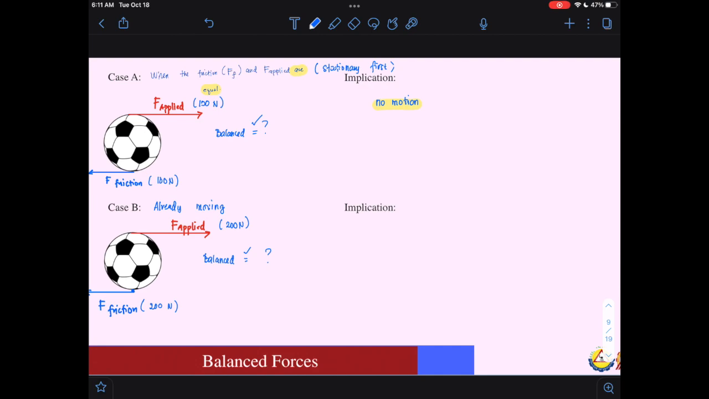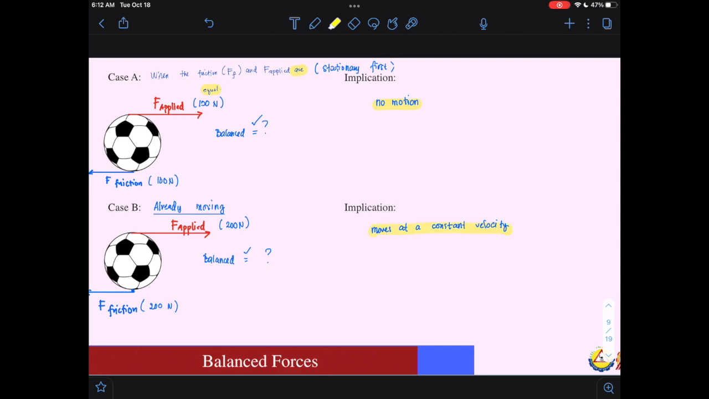Now, the implication of this is that there is no change in motion. We don't have a no-motion case, because in the first place it is already moving. So the implication is that it moves at a constant velocity. If you remember, it is like the clown walking around in this class, constant, as if it were already born, its walking is constant. It doesn't speed up, it doesn't slow down. So, whenever you have balanced forces and it's already set in motion, it moves at a constant velocity.